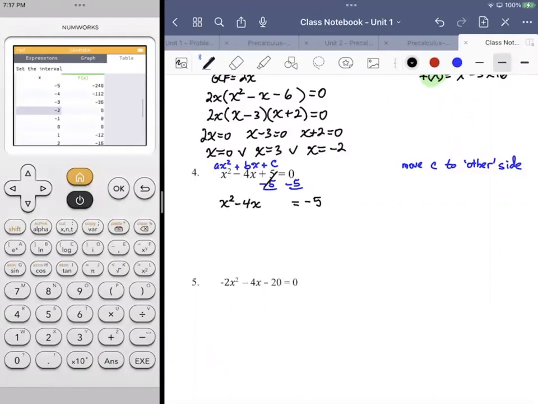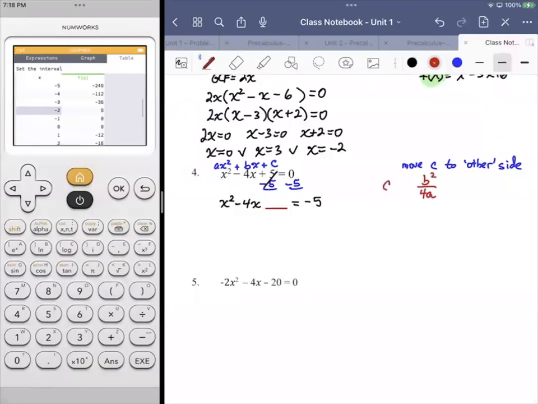To fill in the blank, to complete this gap, what we're going to do is take the b value, whatever the b is, cut it in half and square it, and then divide by whatever the coefficient is. That's a lot to say. The simplified formula is b squared over 4a.